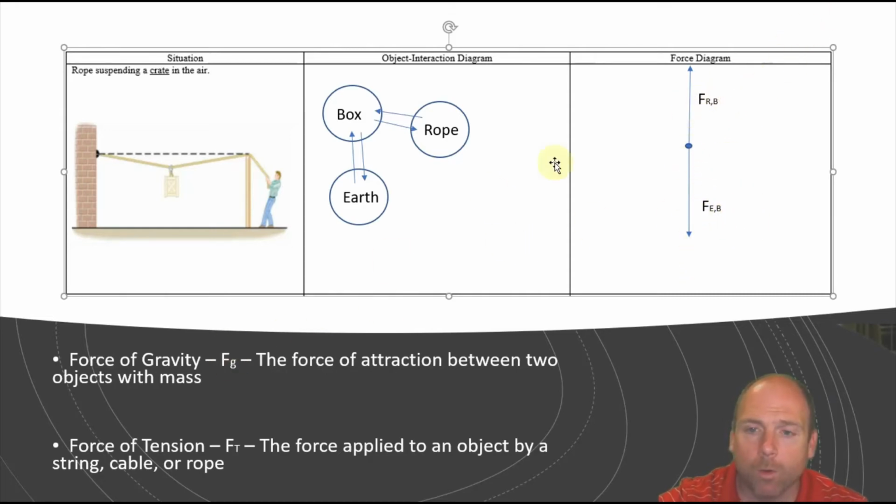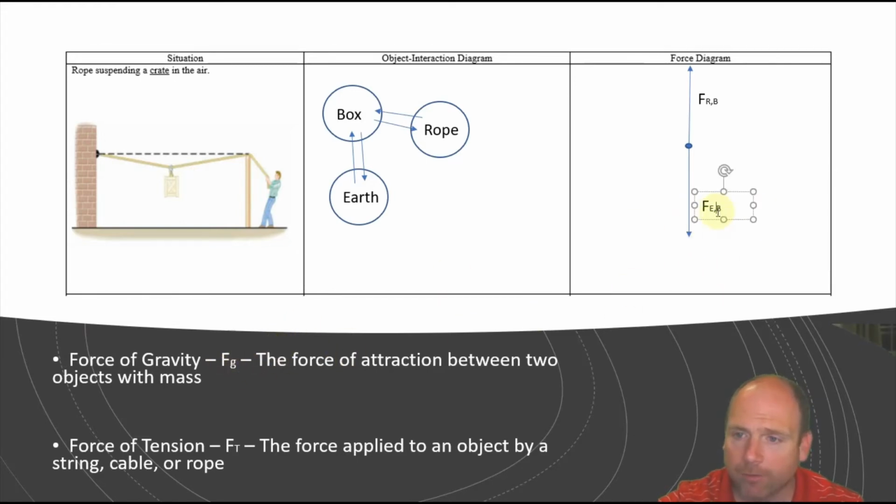Now, we have some specific names for these different forces. The first two forces that I want to call your attention to is something called the force of gravity. I mentioned it before. We're going to label that Fg for force of gravity. So force of Earth on box is going to become Fg. And it is the force of attraction between any two objects with mass.